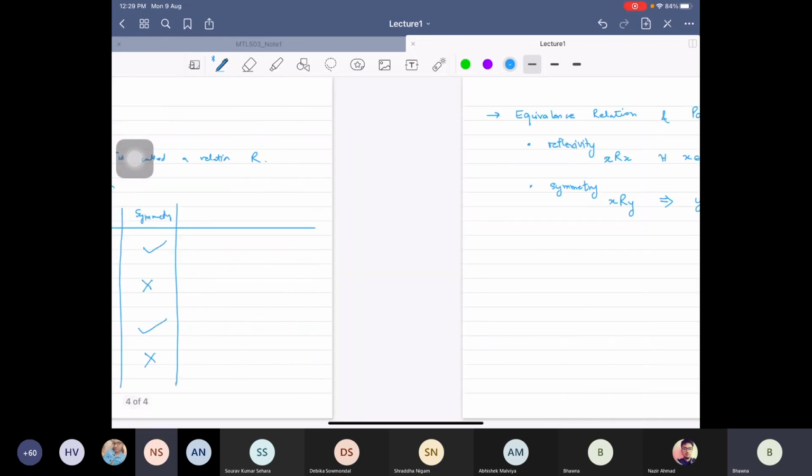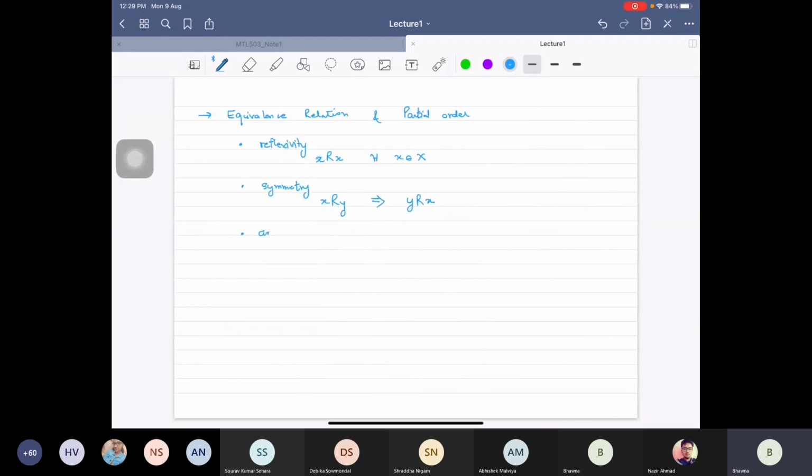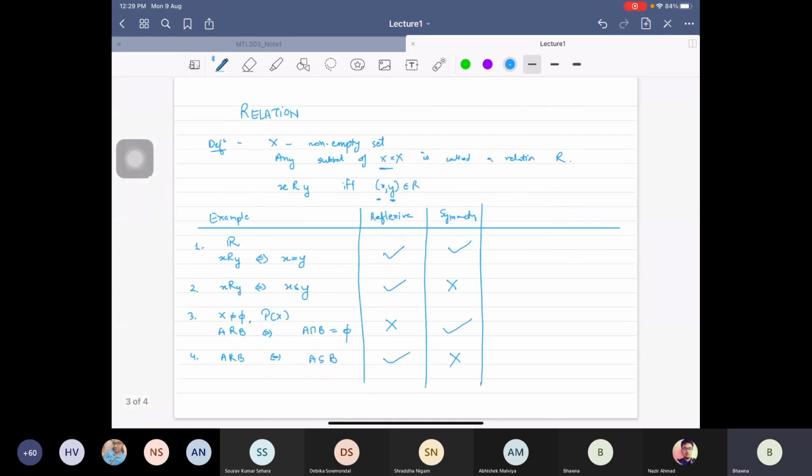The next one is antisymmetric. Okay, antisymmetry. We say a relation is antisymmetric if x is related to y and y is related to x, then this should imply that x and y are equal. Okay, so it's different. Now if I see this in this particular example set, number one is actually antisymmetric itself, right? Number two is also antisymmetric.